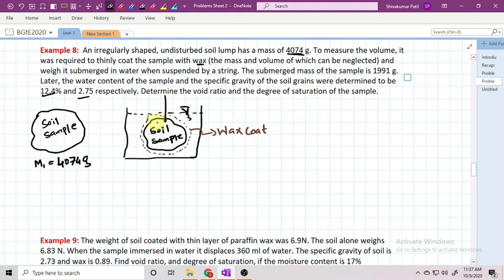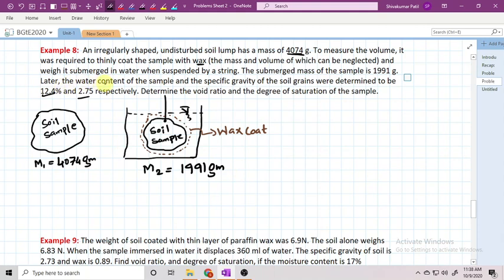To measure the volume, it was required to thinly coat the sample with wax. The mass and volume of this wax can be neglected, and weight submerged in water when suspended by a string. The submerged mass of the sample is M2. How much is M2? 1991 grams, also in grams.